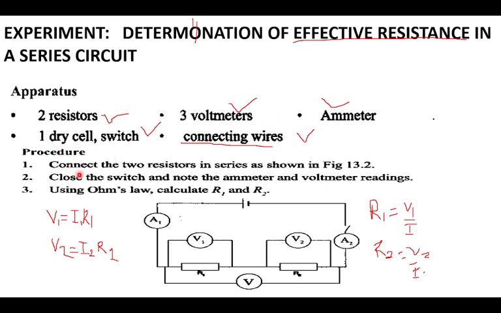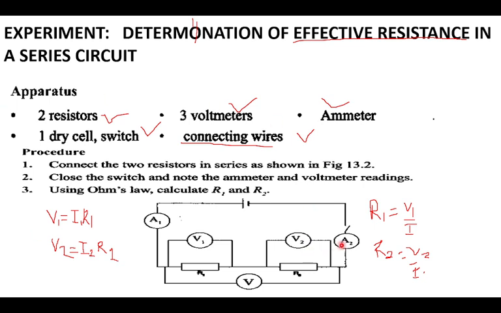So you connect the 2 resistors in series. Here we have R1 and R2. These 2 resistors are in series, so connect them in series as shown here. Then you close the switch, and note the ammeter and voltmeter readings.